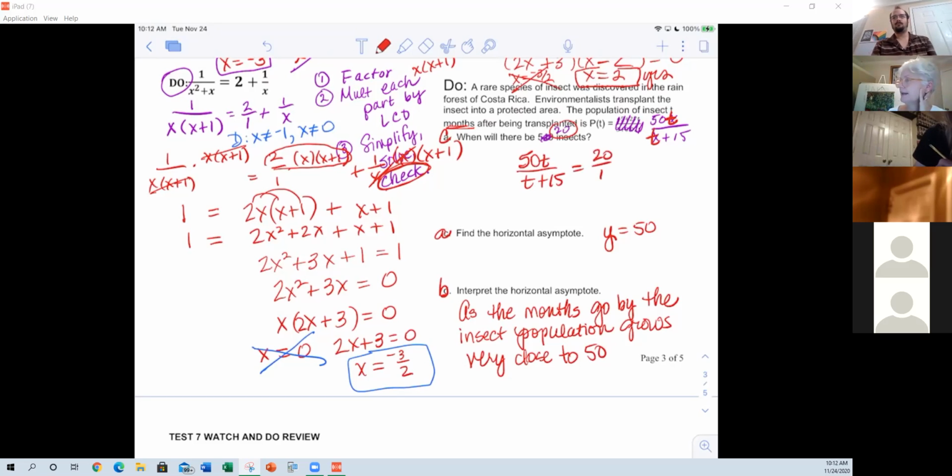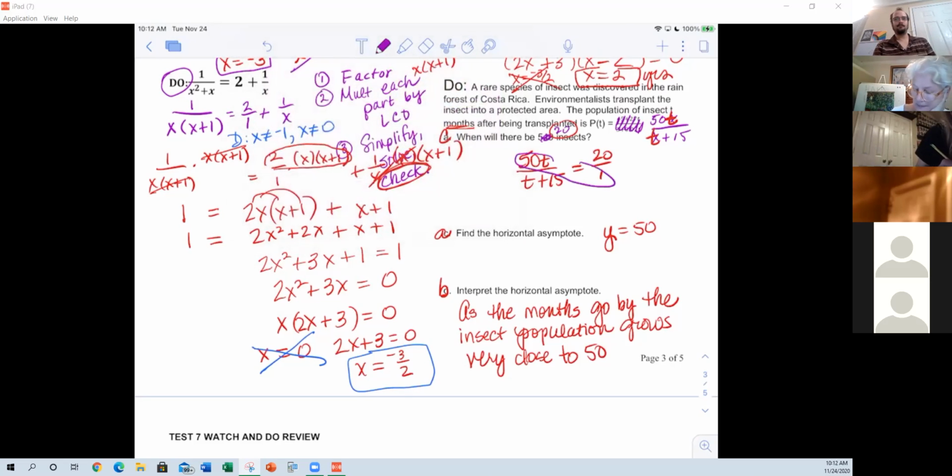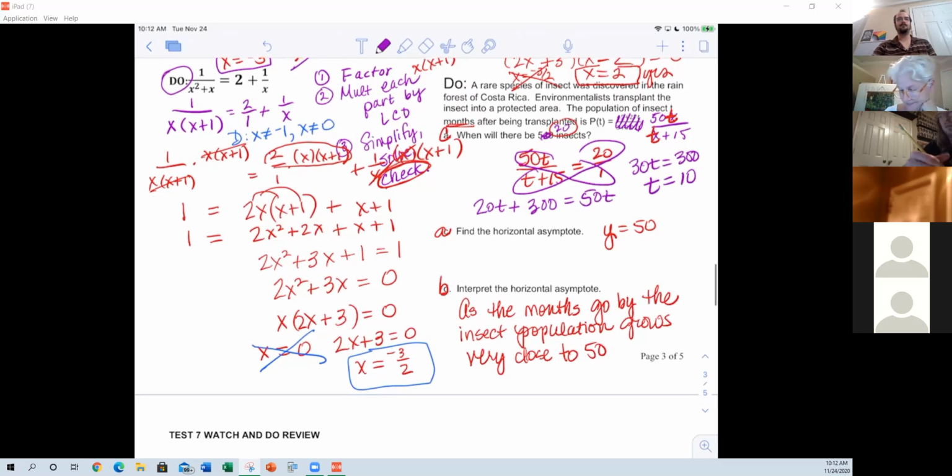Okay, and then in this case, since we've got one fraction equaling one fraction, we can use a cross product. So it would take 10 months for the population of the insects to reach 20.